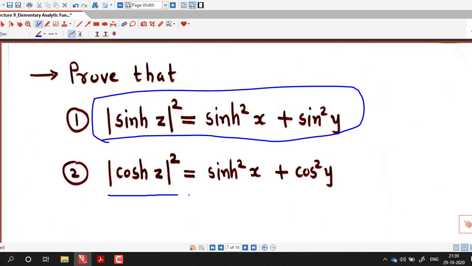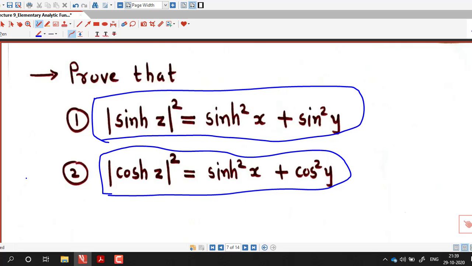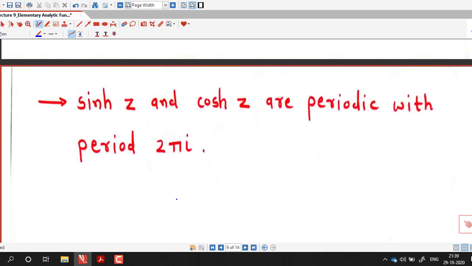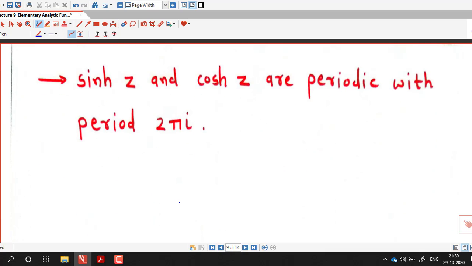Similarly, we can find out the real and imaginary parts of cos hyperbolic z, and then we can prove this also. But I am not going to prove that part. Similarly you can do it for the cosine function.